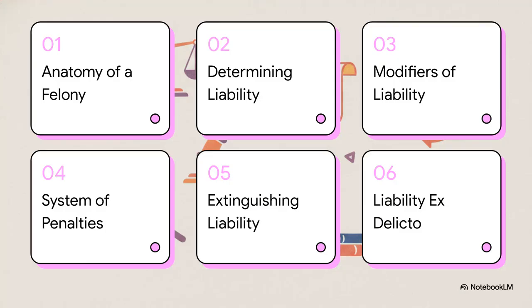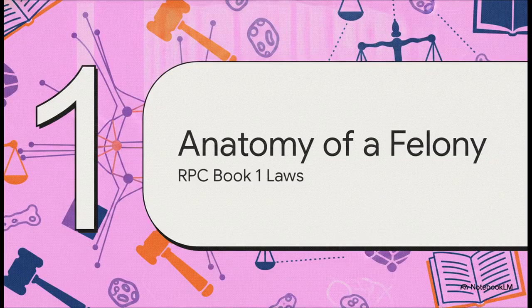Okay, here is our roadmap for today. We've got 6 key areas to cover: anatomy of a felony, determining criminal liability, modifiers of liability, the system of penalties, extinguishing liability, and finally, civil liability ex delicto. This will guide us step by step from the initial unlawful act to punishment and restitution. Let's start right at the beginning with Section 1, the anatomy of a felony.